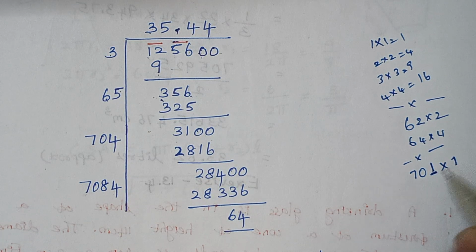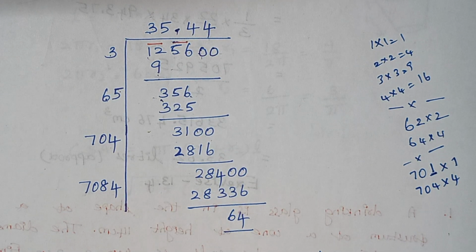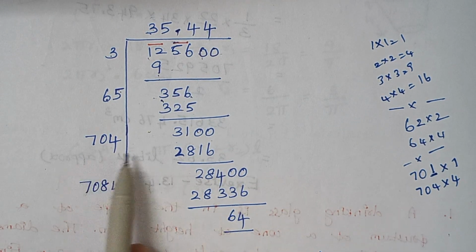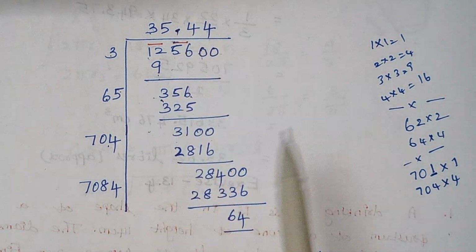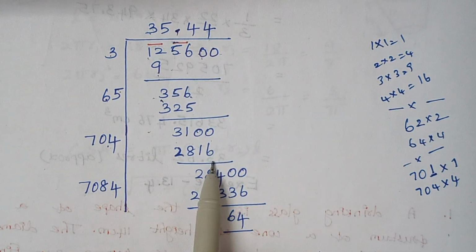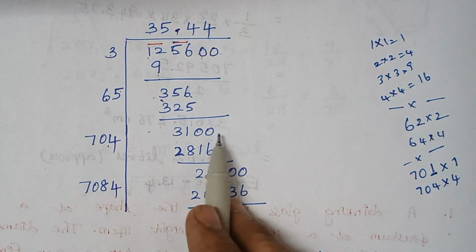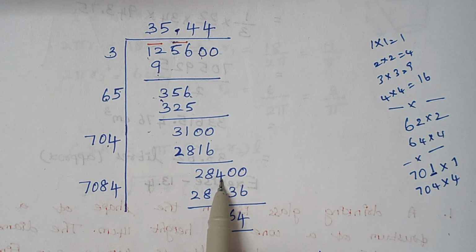If it is 1, here also 1. If it is 4, here also 4. Okay, just like this. So now our division tallies with 4. So 704 into 4 gives you 2816. Again when you subtract, this gives the answer as 284.